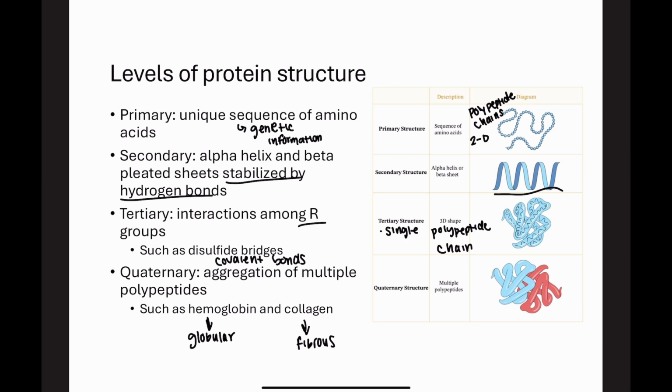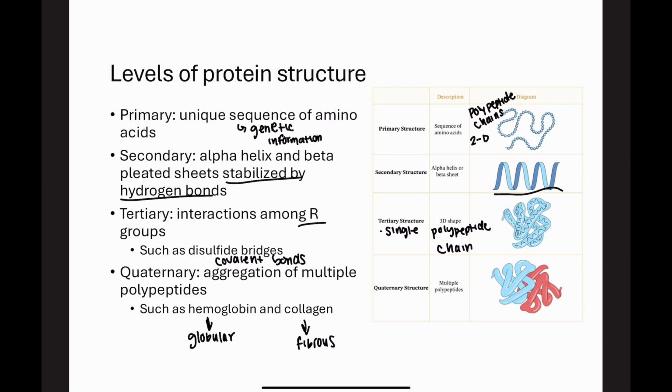And hemoglobin, which is a globular protein, is going to have 4 subunits, 2 alpha and 2 beta chains, and it's going to have a heme group that binds oxygen. And collagens are fibrous proteins. They have 3 polypeptide chains that are coiled into a triple helix, and they're going to provide structural strength to connective tissues.